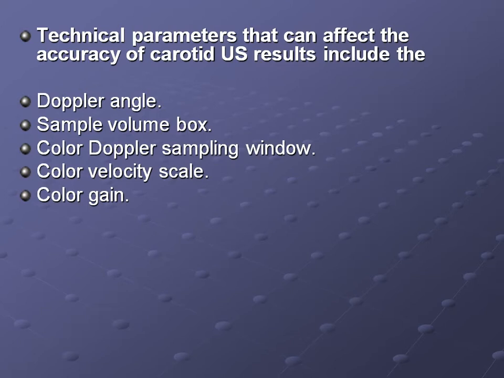The color velocity scale should be relatively slightly high, like around 35 to 50 centimeters per second. The sampling window should be around 1/3 of the lumen of the artery, okay? And should be at the center of the artery, okay? And the angle should be less than 60 degrees, ideally.